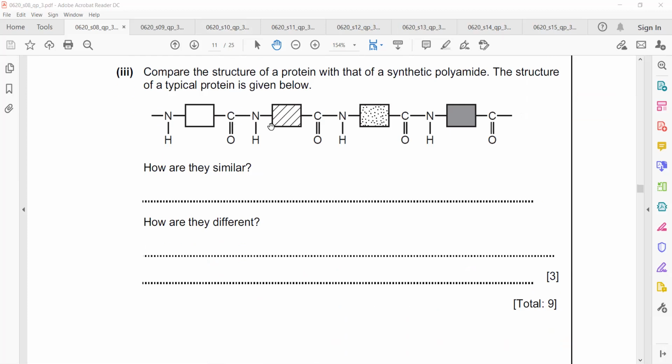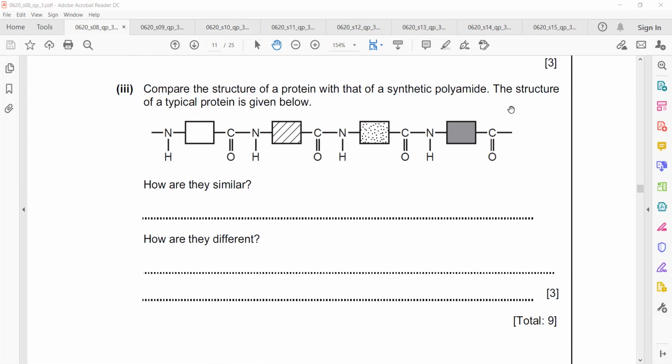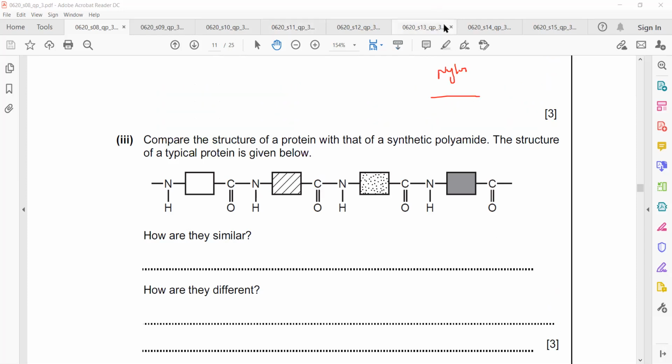In the next question, compare the structure of a protein with a synthetic polyamide. Polyamide means nylon. The structure of a typical protein is given. If I draw the structure of nylon, it is when dicarboxylic acid reacts with diamine. So dicarboxylic acid has carboxylic groups on both sides, and diamine means amine groups on both sides. This is nylon, what I am drawing now, and the protein structure is already given to you.